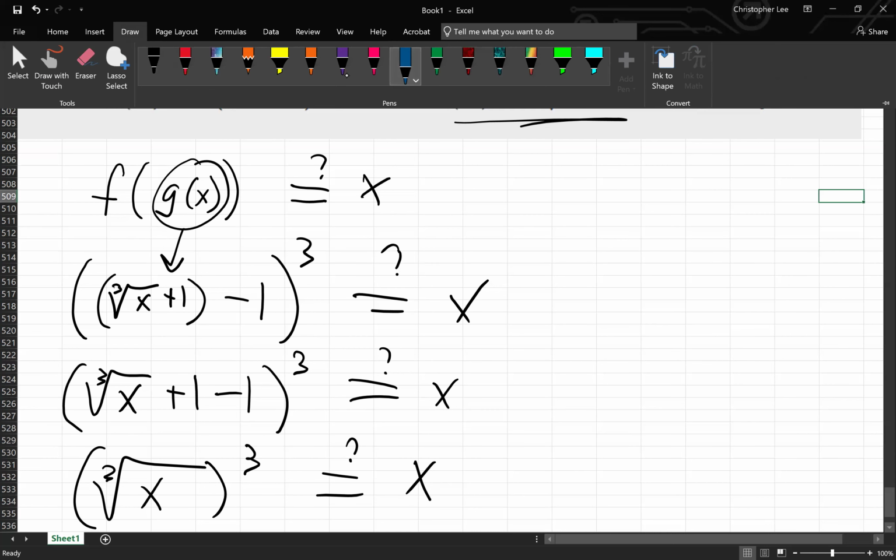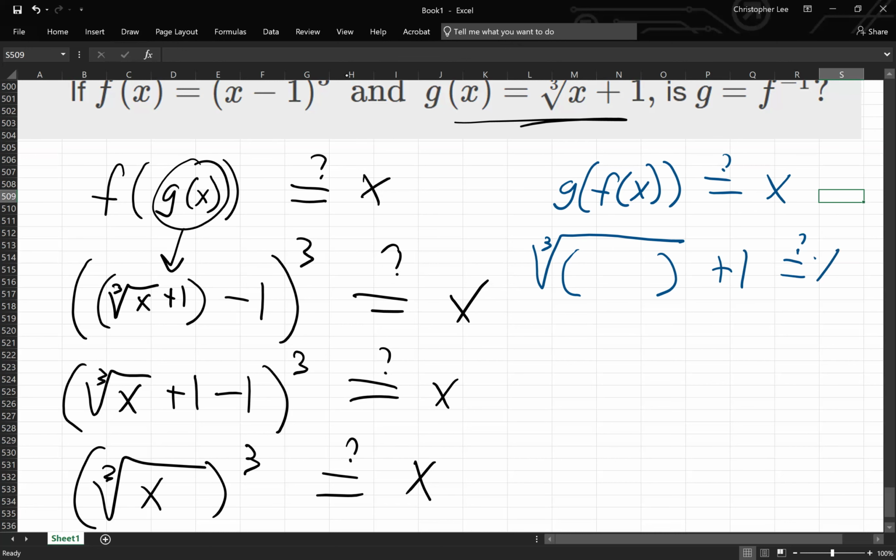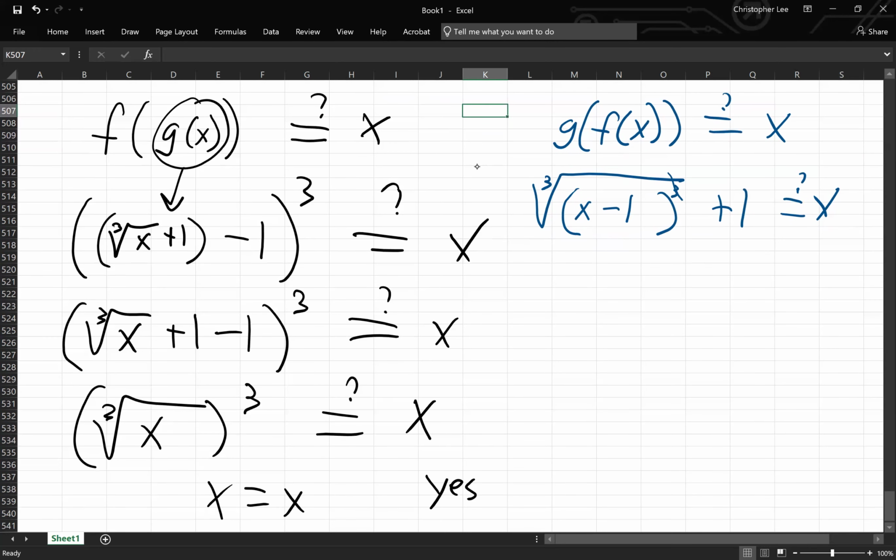So you want to do the other way? Let's see the other way. g of f of x. Does that equal x? I don't know. All right. So let's plug it in, right? So I have the cube root of whatever x wants to be plus 1. Does that equal x? I don't know. Let's plug in this one. This is x minus 1 cubed, right? So boom. These will cancel out, leaving just x minus 1 plus 1. Does that equal x? I don't know. But in fact, x does equal x, so yes. Okay. Questions on this? You good? All right, good, good.